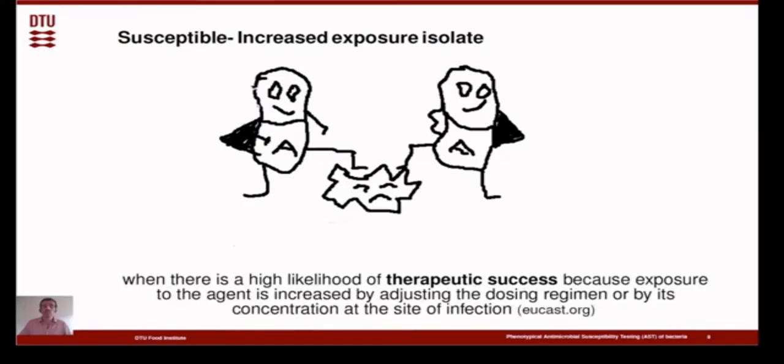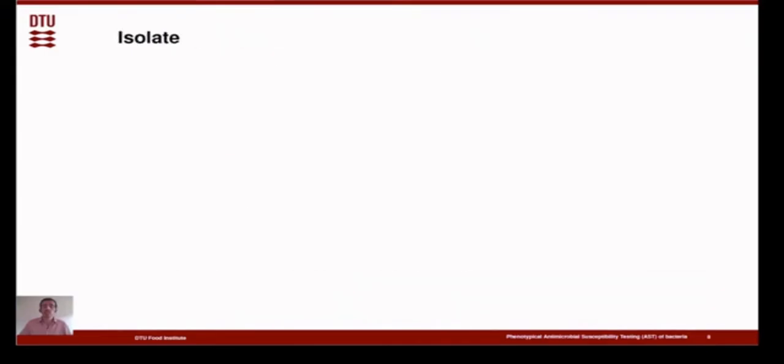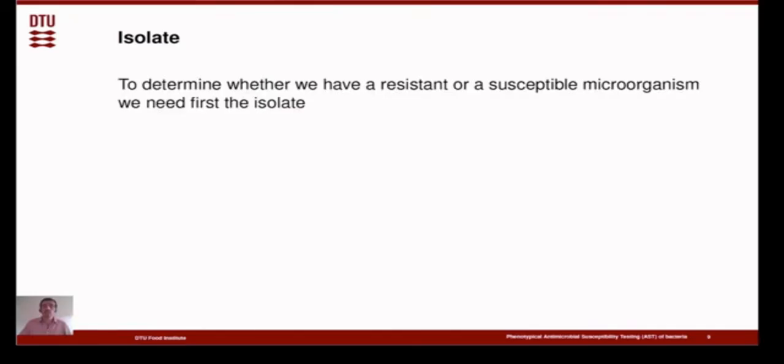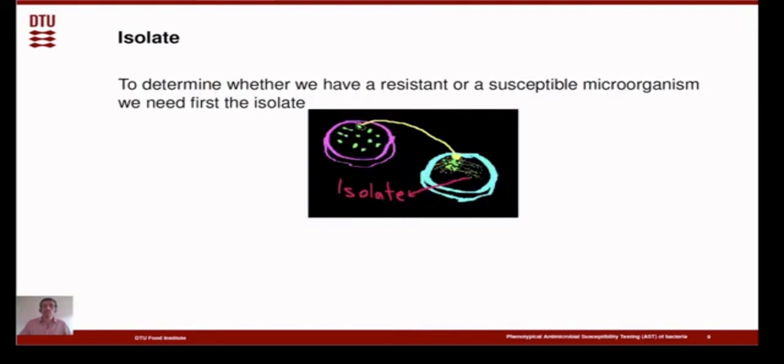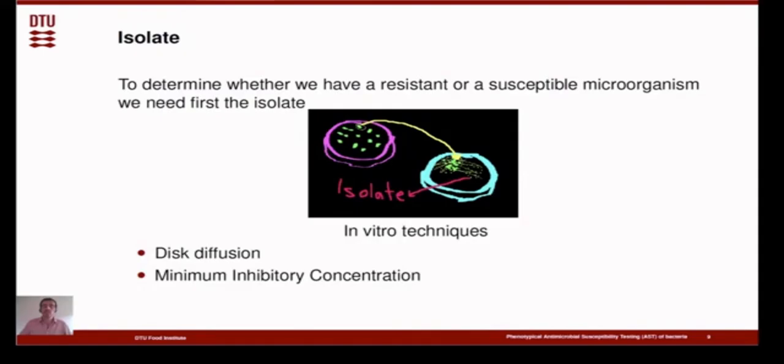So how do CLSI and EUCAST determine whether isolates are resistant or susceptible? Everything starts with an isolate. We need an isolate which will be used to test against the antimicrobial. There are 2 main in vitro techniques to determine susceptibility, and these are disc diffusion and the minimum inhibitory concentration, which I will explain very briefly in the next slide.